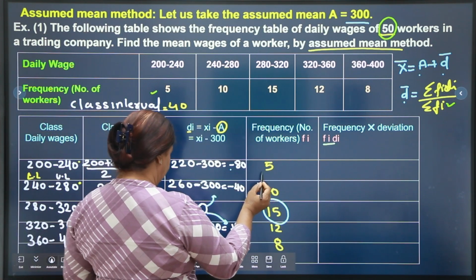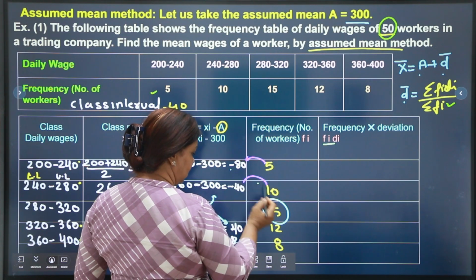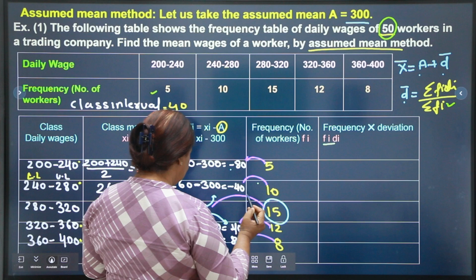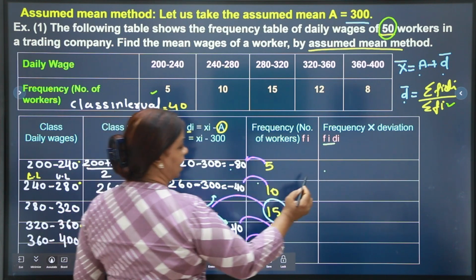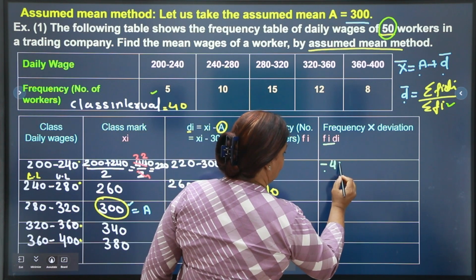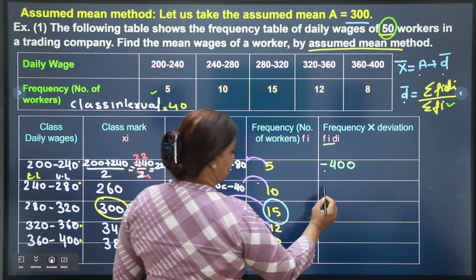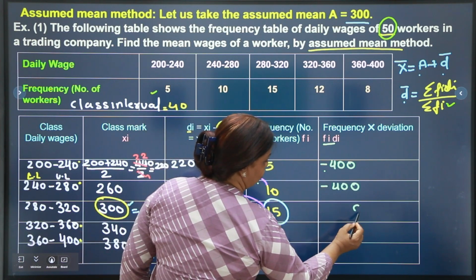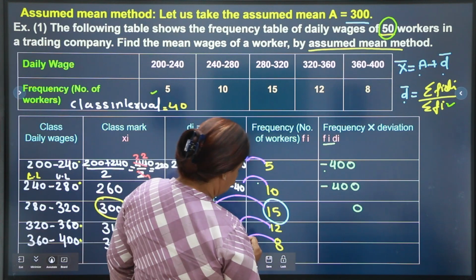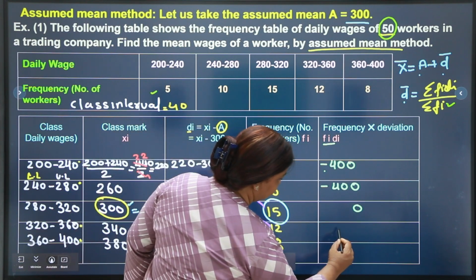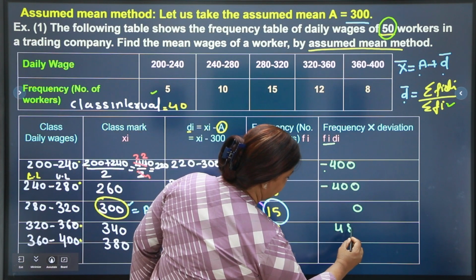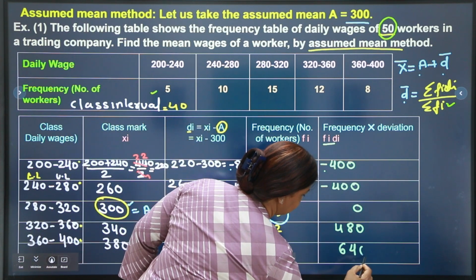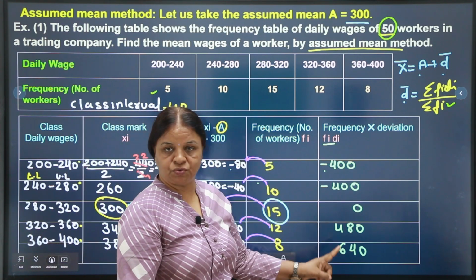Before that we have to multiply this and this. Let's multiply children. 5 8s are 40, that is minus 400. 10 into 40 is minus 400. This is 0. 12 4s are 48, 480, plus 480. 8 8s are 64, 640. These are FiDi, individual class.